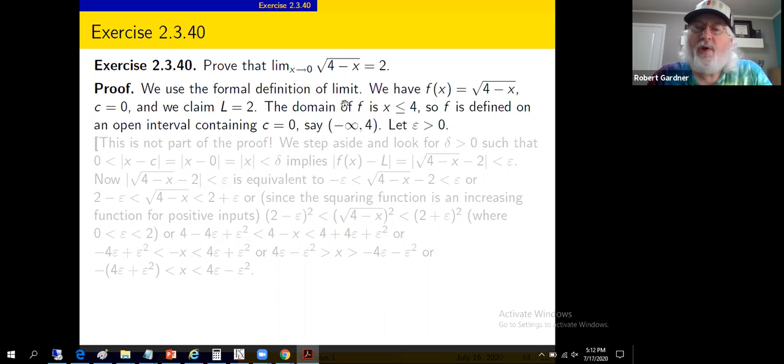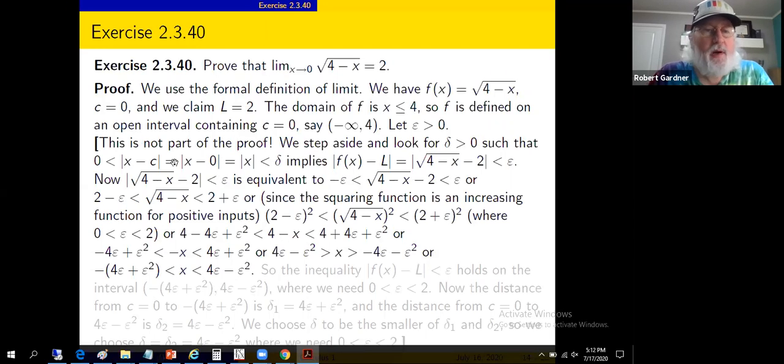So there's kind of what I was calling step 0. Now we'll let epsilon be greater than 0. All we got to do is find a delta. Okay, so the following computations will be finding a delta that works, just like we did in the previous examples. All right, let me put a little square bracket here and consider the following scratch work, I suppose. I'm trying to figure out what delta to use. This ain't part of the proof. We step aside and look for delta greater than 0 such that.